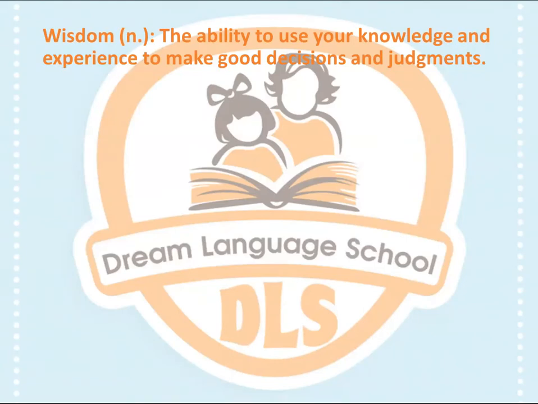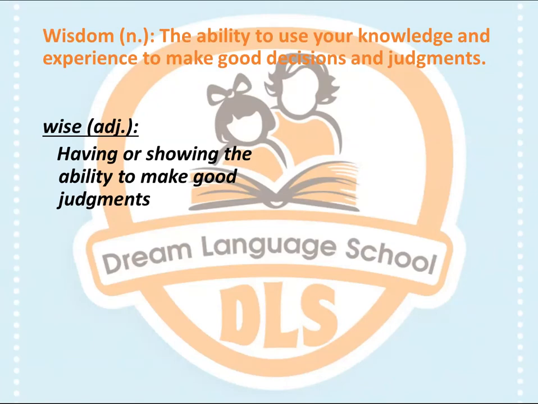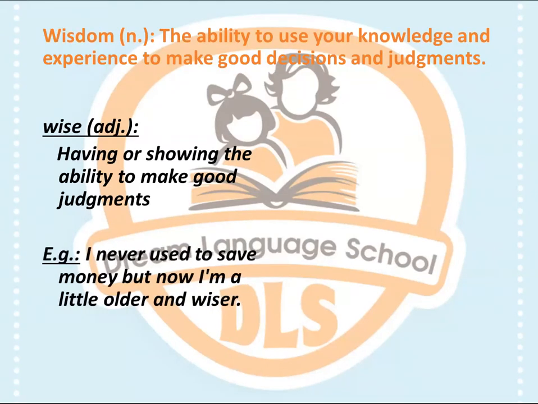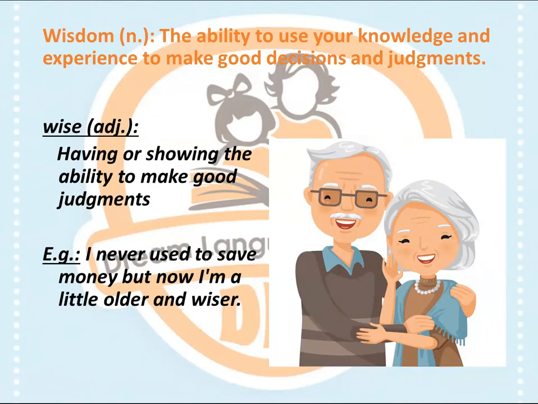Wisdom. Wisdom is the ability to use your knowledge and experience to make good decisions and judgments. The adjective is wise. Having or showing the ability to make good judgments. I never used to save money, but now I am a little older and wiser. Can you see the picture? There is, yes, a grandma and a grandpa. Grandmas and grandpas are always wise people, right? They make very good decisions. And we always go to them to consult them for advice. Okay? Next.